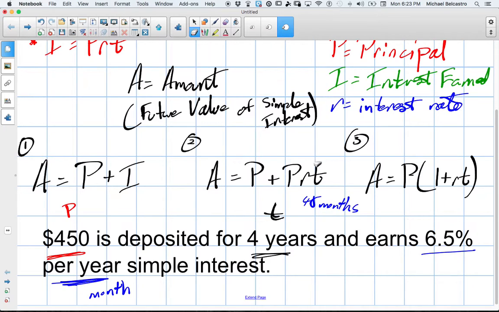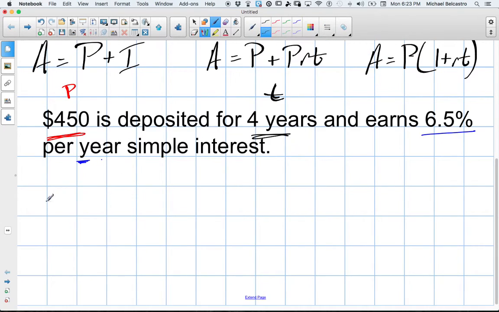Okay, so I'm going to take away this months now. I don't need it. So year is what's important there. Great, so that gives us a lot of information. I'm going to use the third formula here to calculate. So A is unknown. Okay. The P value we said is 450.